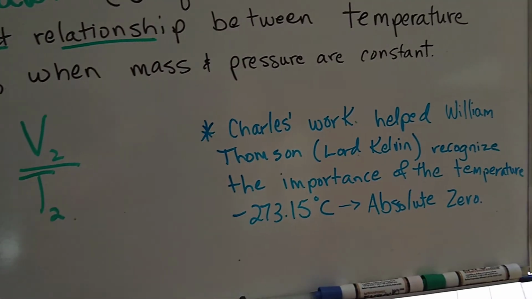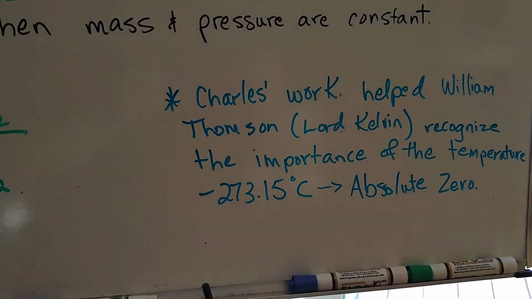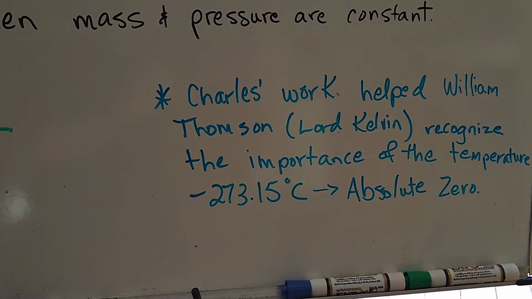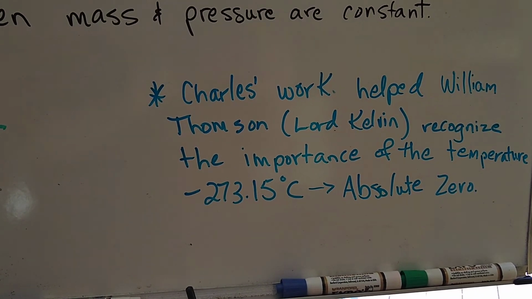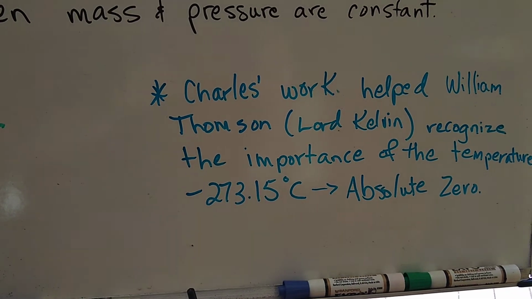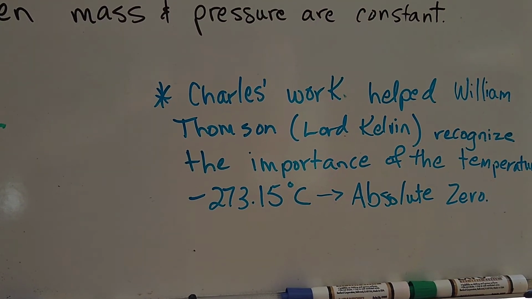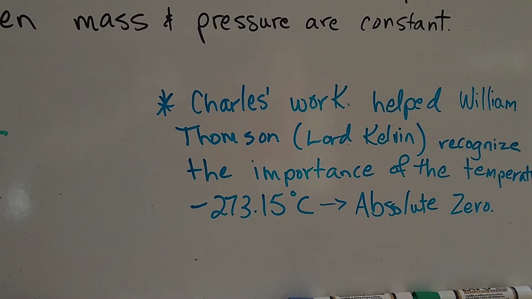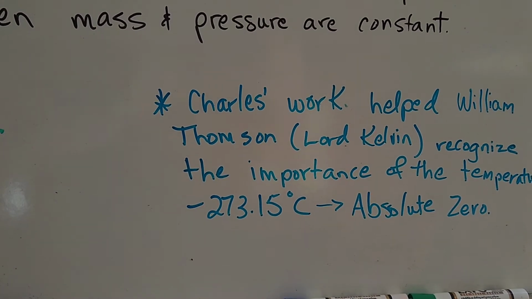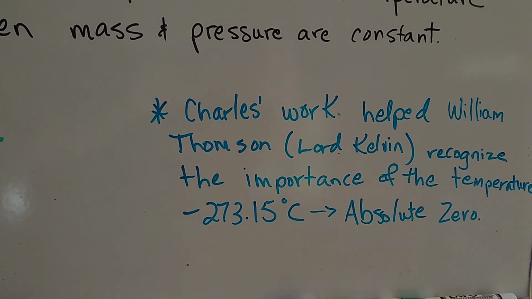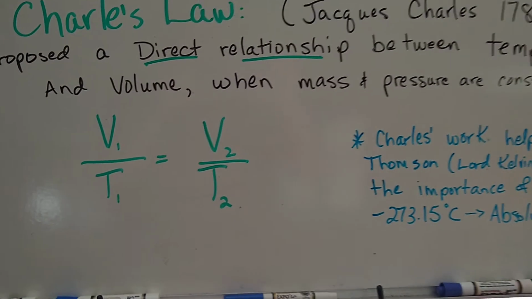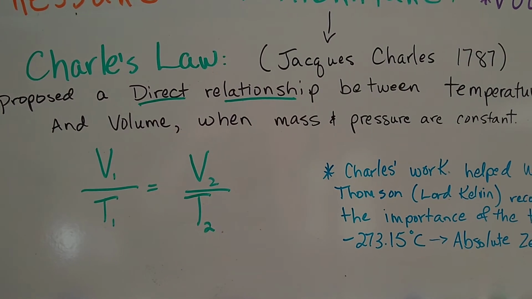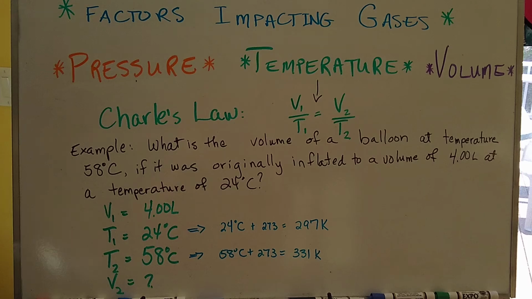An important thing to note is that Charles's work helped William Thomson, otherwise known as Lord Kelvin, recognize the importance of the temperature negative 273.15 degrees Celsius. That is known as absolute zero, and that is the point when all molecular motion stops. And it is also what the Kelvin scale is based on. And one thing to note is that we always use Kelvin temperatures when we deal with gases. So make sure you always convert to Kelvin from Celsius.